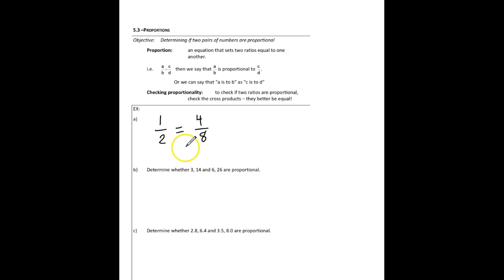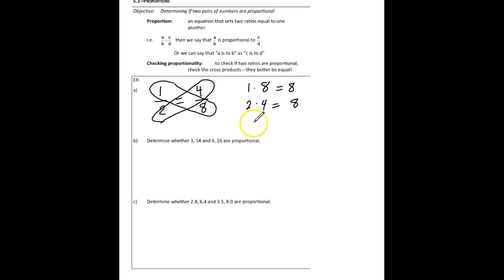But we can check to see that these are proportional by multiplying their cross product. And cross product means I take the cross diagonal. So in this case, I'm going to multiply 1 times 8, and that equals 8. And then I'm going to multiply the other diagonal, 2 times 4, and that also equals 8. And since our cross products are equal, then we know that these two fractions, 1 over 2 and 4 over 8, they're proportional.